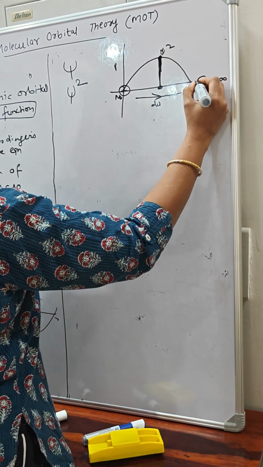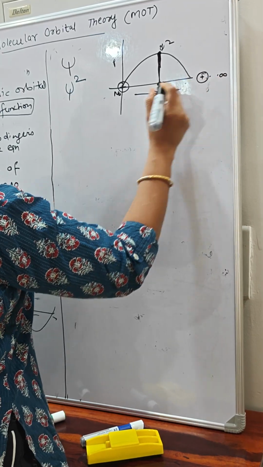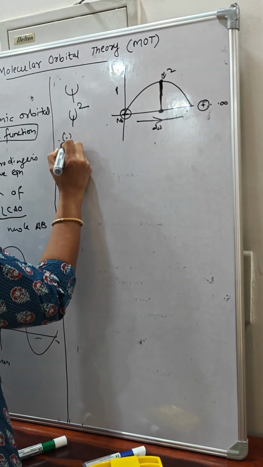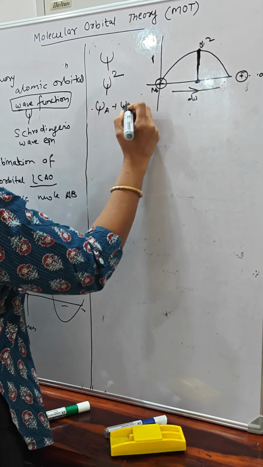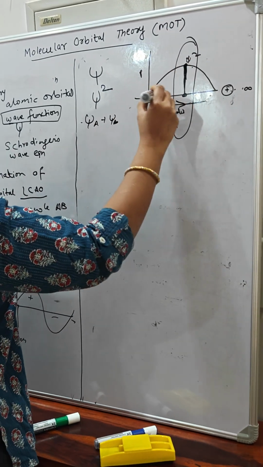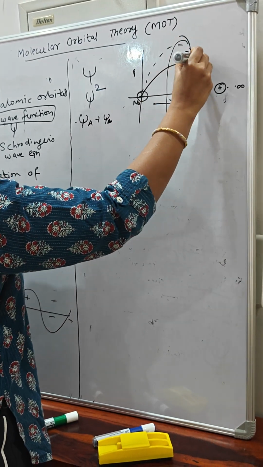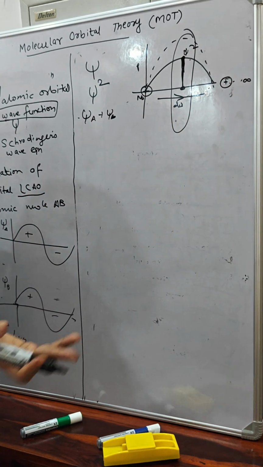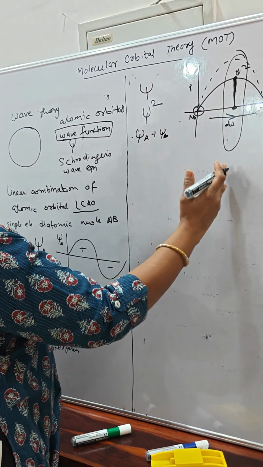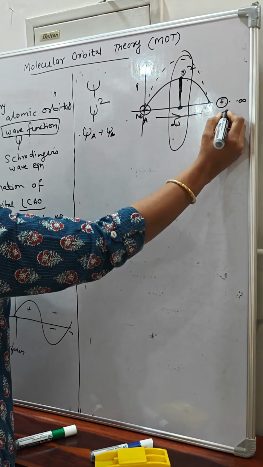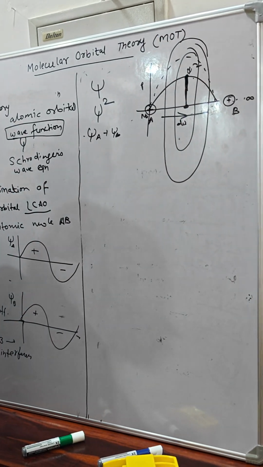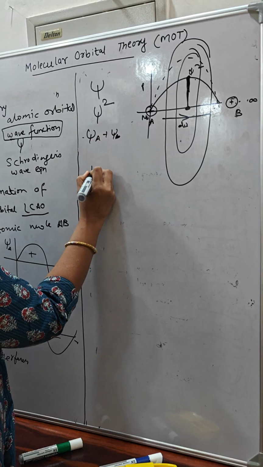So when another nucleus comes, when two waves are combining in phase, psi A plus psi B, in this case the electron density between the nuclei will be highest, because it will be a constructive overlapping and the amplitude will be even higher. So there will be a higher probability of finding electrons between the two nuclei. This explains the lower energy.